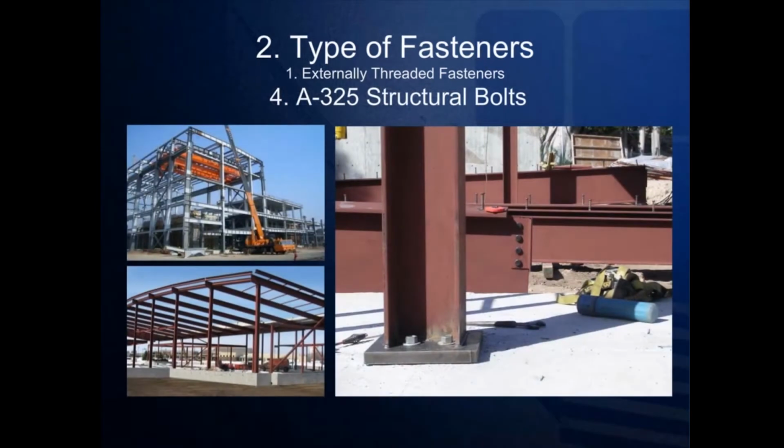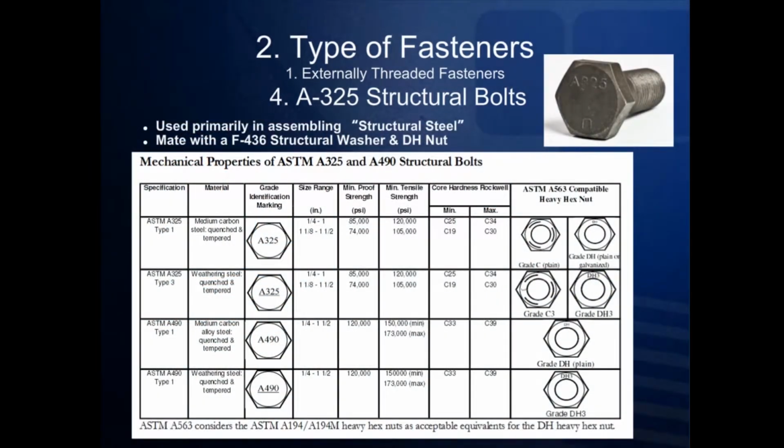A very common fastener in the construction industry is the ASTM A325, which is a structural bolt that was designed for the sole purpose to hold together structural steel. This is the steel that holds together most large buildings, high-rises, and chemical plant pipe racks. ASTM A325 and A490 are the two most common structural bolt standards.